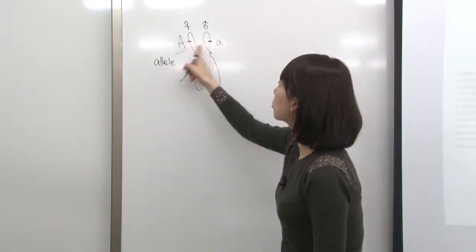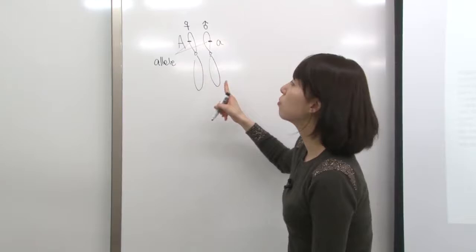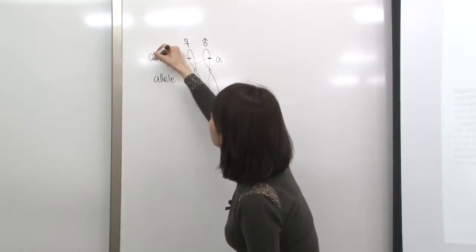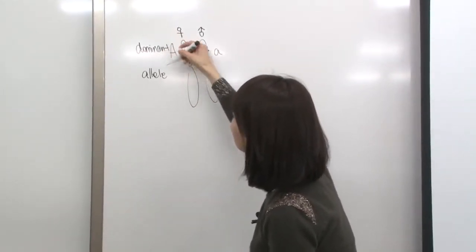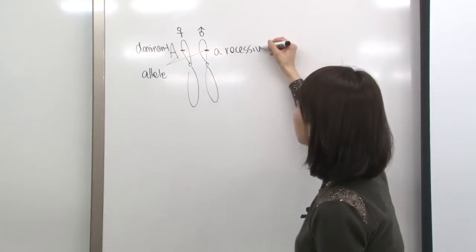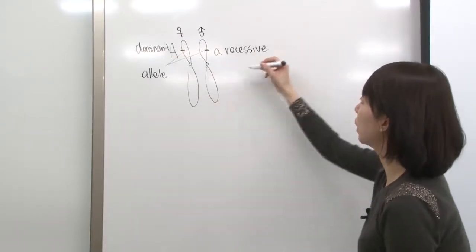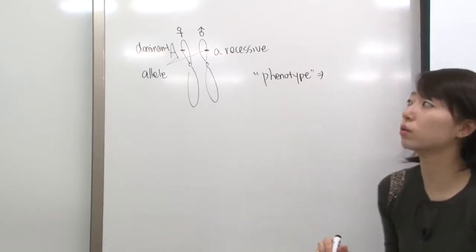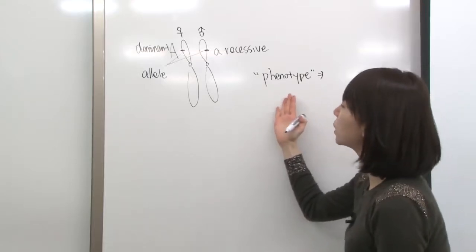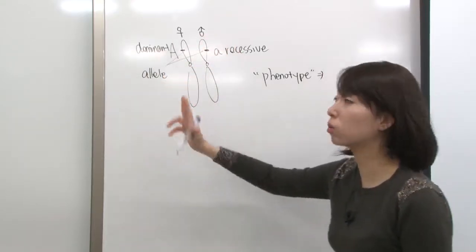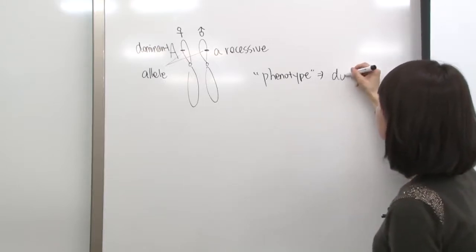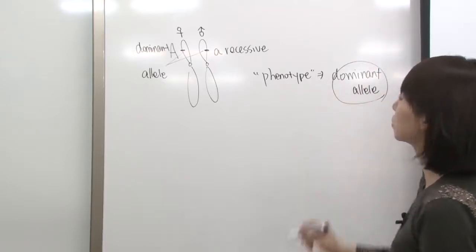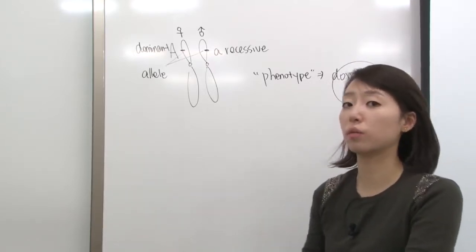Or it could be identical. It could be dominant or recessive. But for example, if we have a heterozygous pair like this, then this is the dominant allele, and this is the recessive allele. When you're talking about the phenotype, whatever is the dominant allele is the only one that gets expressed. So the dominant allele is always what gets expressed. That was the law of dominance.